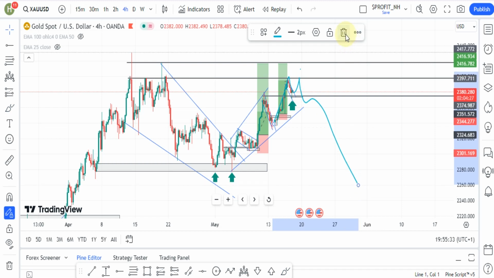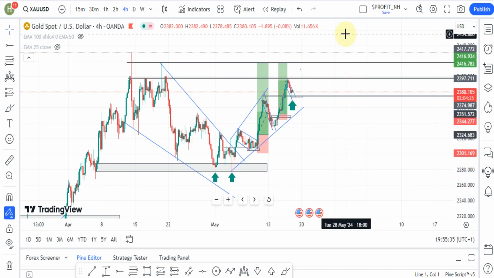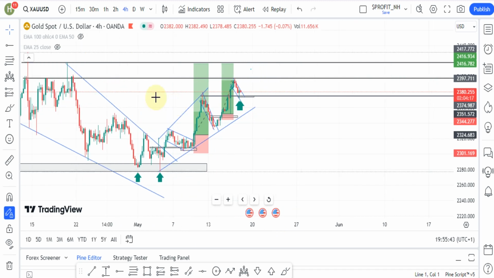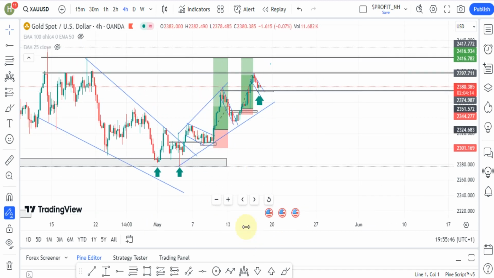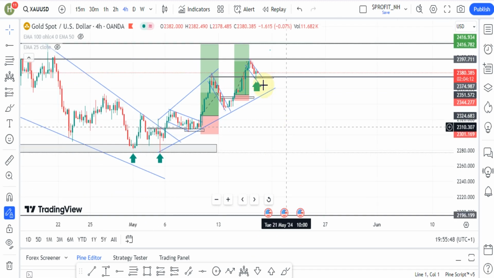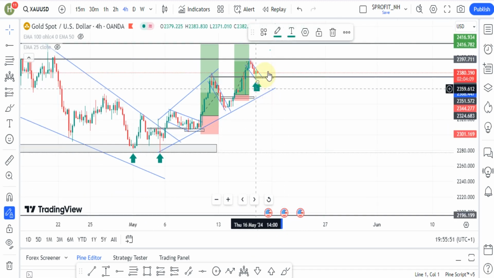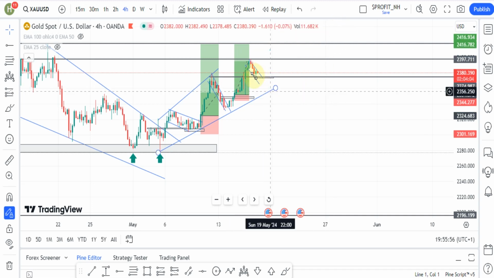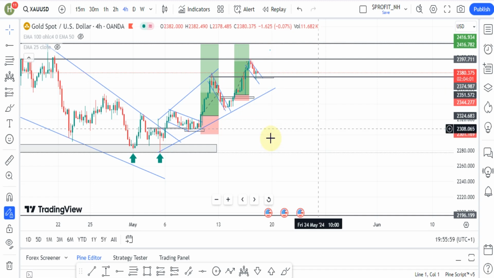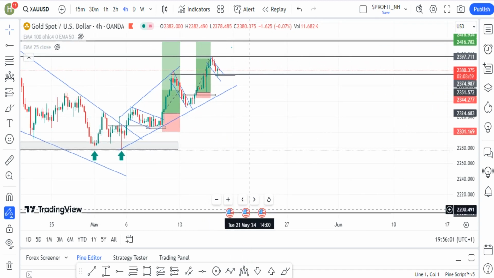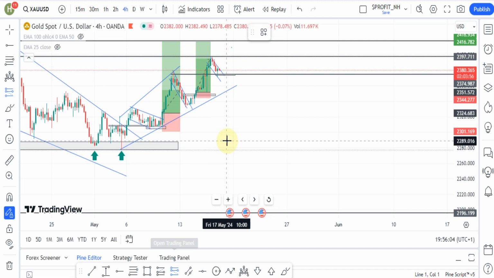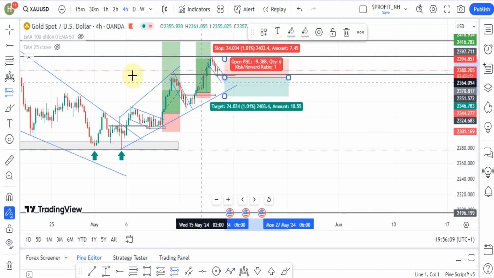So that's the possible scenario that can happen if the dollar index does give us the kind of structures that I've shown you. The only time that we should be looking for sell entries in this gold market is when this gold market does break below this area. If it does break below this area, then we should be looking for sell entries, and we should have our stop loss just above this area.